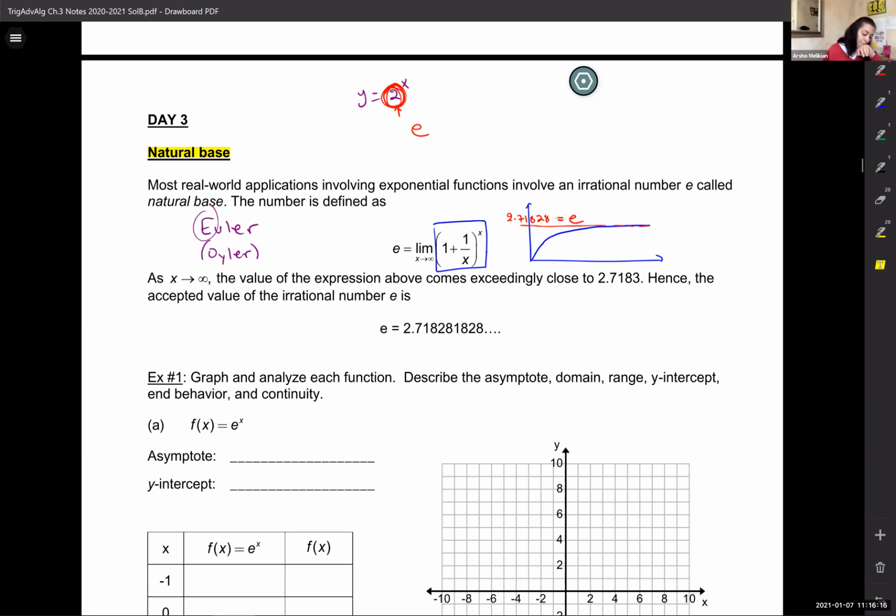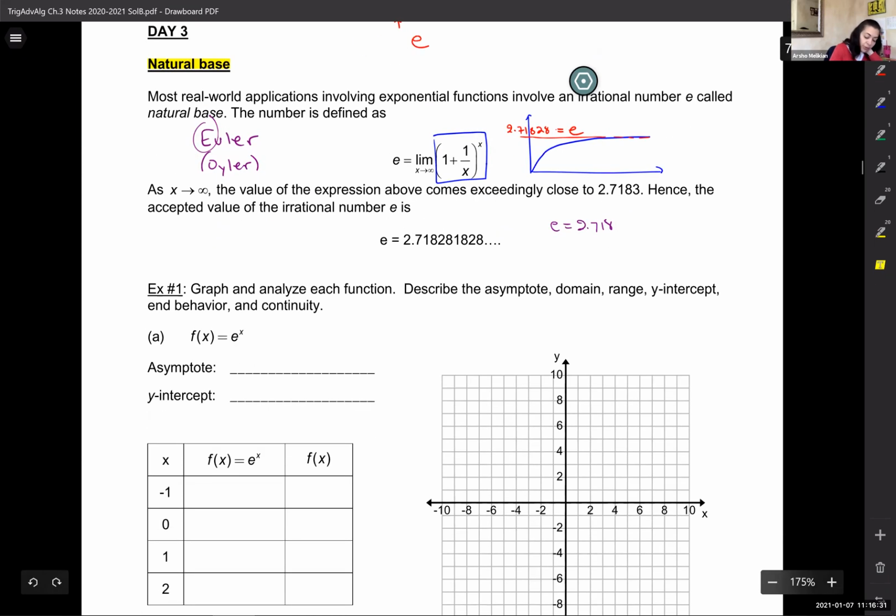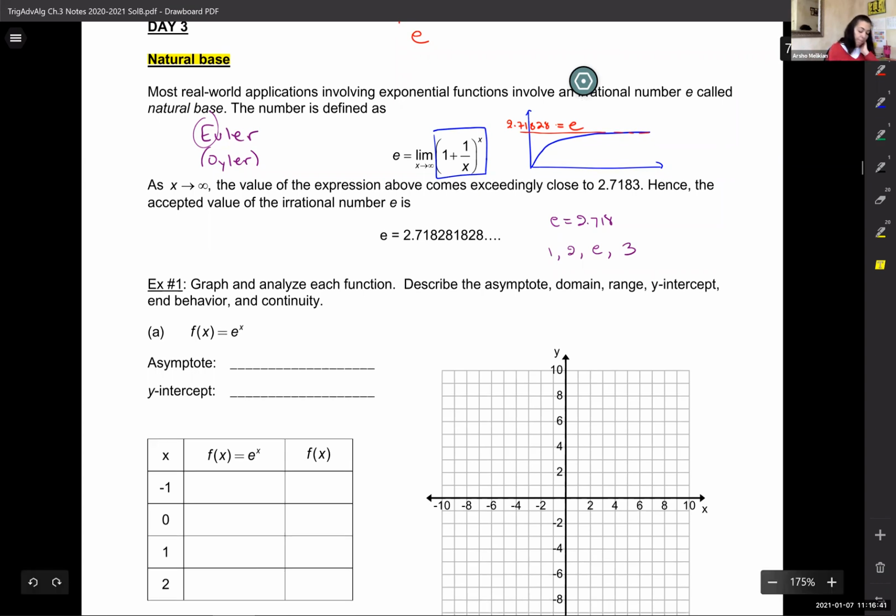That's Euler. Okay, so what you need to know about E is that it's just a regular old number and its approximation is 2.718. If we have the number 1, 2, and then E, and then 3, it's just an old number, just like that.